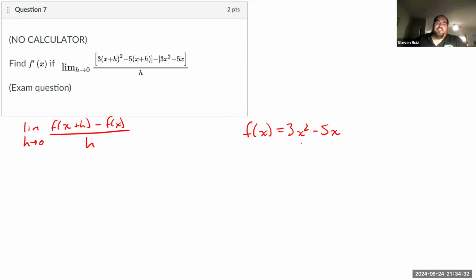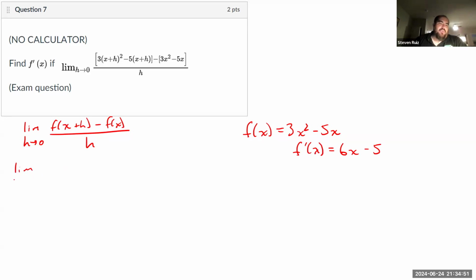But let's at least give ourselves a finish line. We know from the power rule this derivative is equal to 6x minus 5. So we already know the answer, but let's make sure that we can do the algebra and get the same result using the limit definition.